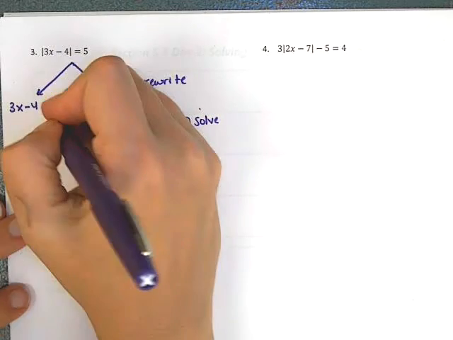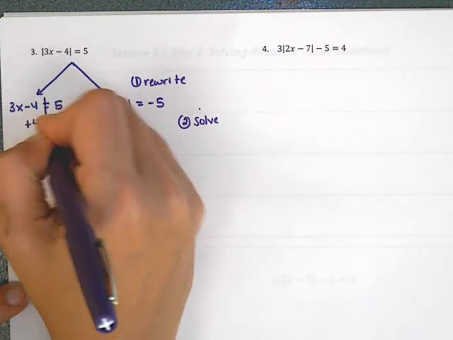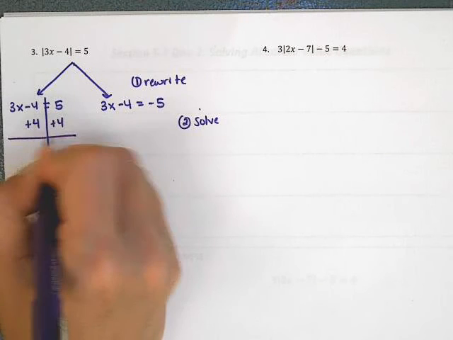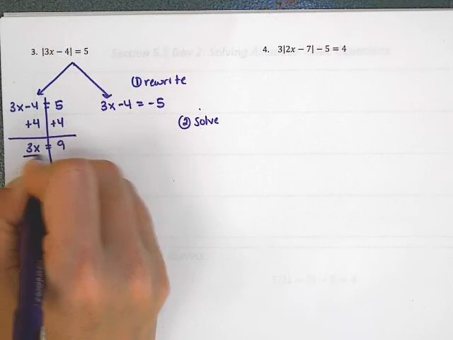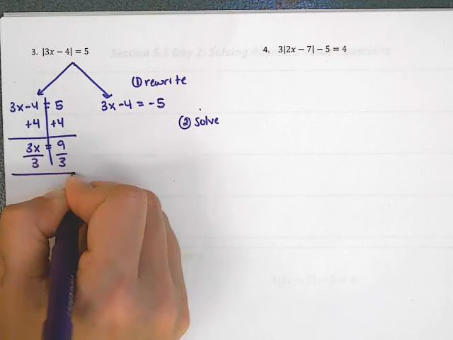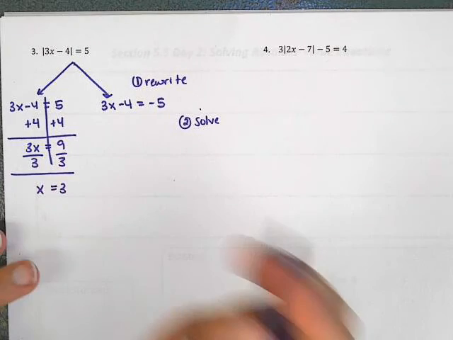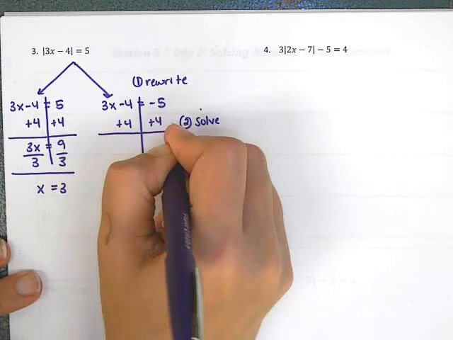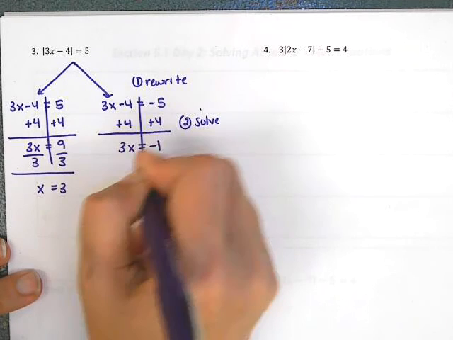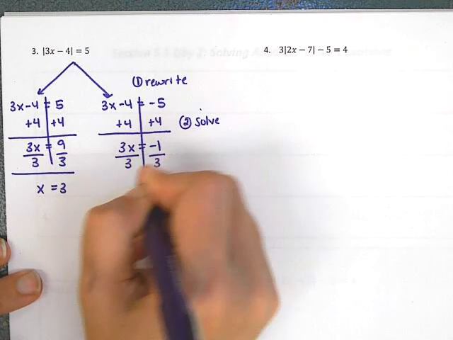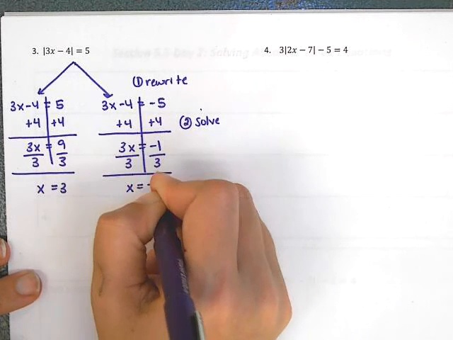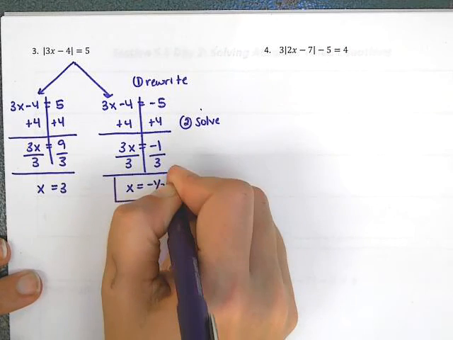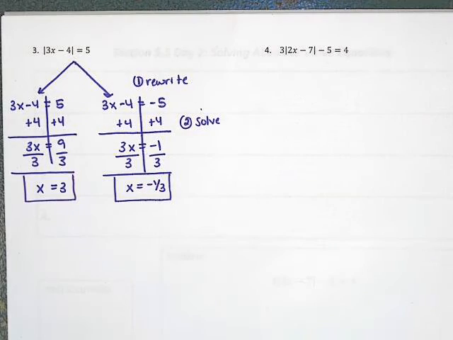So, let's solve the first one. We would add 4 on both sides and get 3x equals 9. Then we would divide by 3 on both sides and get x equals 3. In the second problem, we would add 4 on both sides and we would get 3x equals negative 1. Then we would divide by 3, so x equals negative 1/3. And those would be my 2 answers. Now that's a pretty straightforward example, but let's look at one that's a little bit tougher.